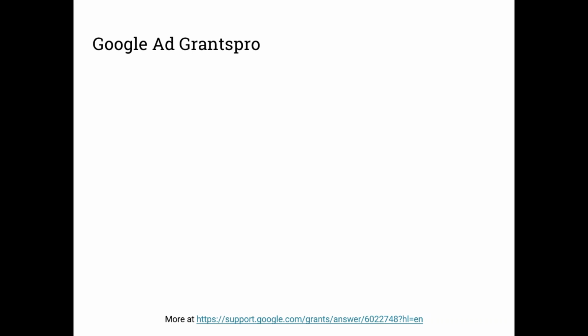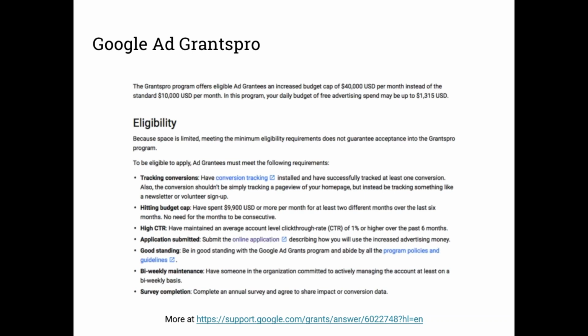And then there is something called Google Ad Grants Pro, and now this is where you can get up to $40,000 per month instead of the $10,000 if you meet certain criteria. So you have to spend a lot, so you have to spend over $9,900 in 2 of the past 6 months. You have to track a conversion or show that people are donating or signing up for email, and have a click-through rate of 1% or above. We'll talk about some of that moving forward.